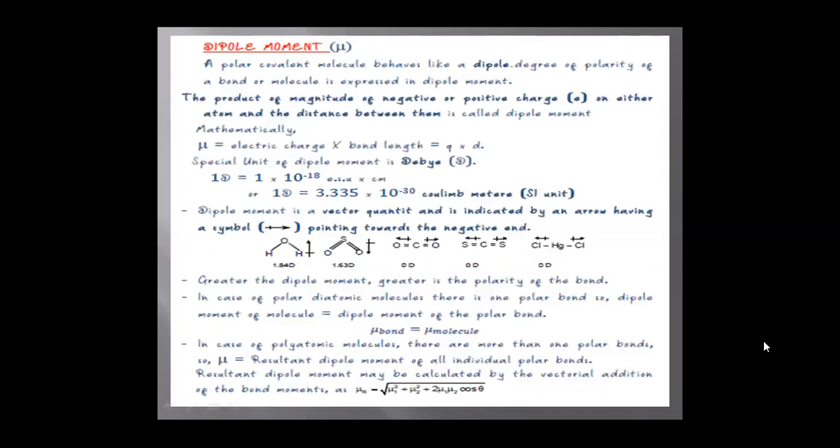Dipole moment. Dipole moment is the product of the magnitude of the negative or positive charge of either atom and the distance between them. You can say dipole moment is the product of electric charge and bond length. The special unit of dipole moment is the debye, where 1 debye is equal to 1 into 10 to the power minus 18 esu cm. Dipole moment is a vector quantity and is indicated by an arrow pointing towards the negative end.